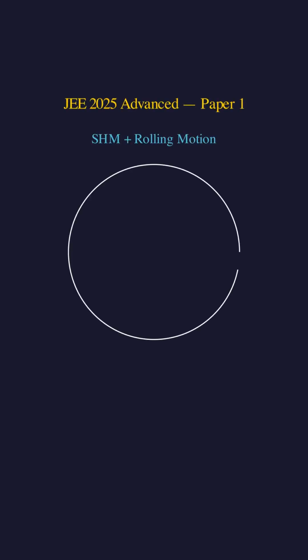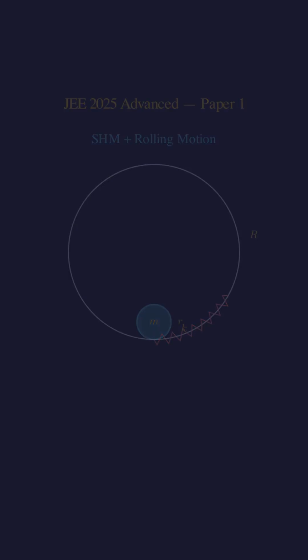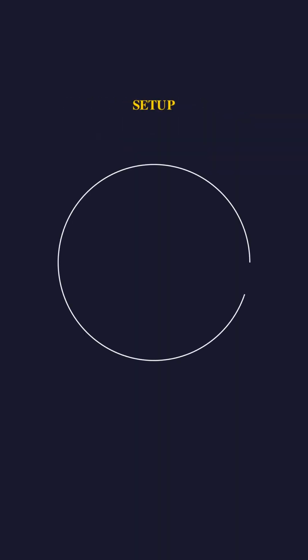JEE 2025 Advanced Paper 1. Simple harmonic motion meets rolling motion. A disc rolling inside a ring attached to a spring. Most students panic seeing this setup. But there is a beautiful energy method that cracks it in under 3 minutes. Let me show you. First, let us understand the setup.